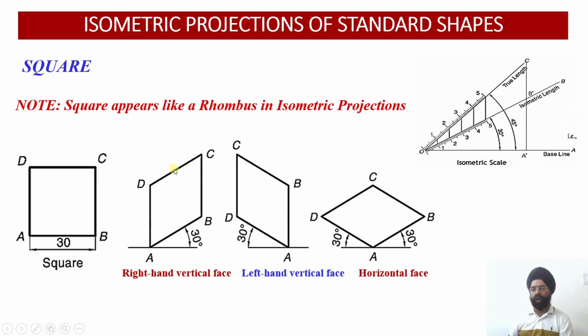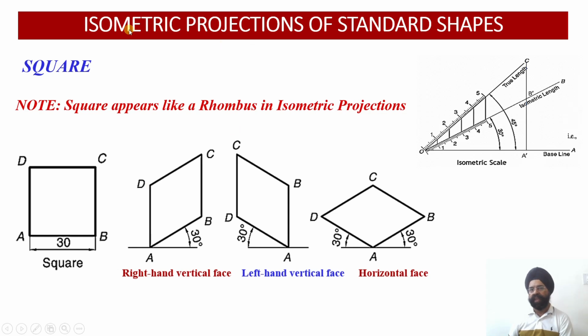We have tried to draw the square over there, but what is the internal angle of a square? It is equal to 90 degrees. So do we find a 90 degree angle over here? No, the 90 degree angle is not preserved in this particular case, even though we had drawn all these four edges equal to 30 millimeter.